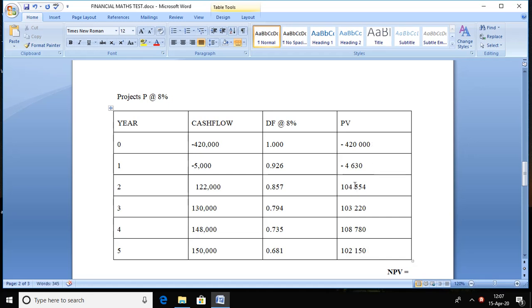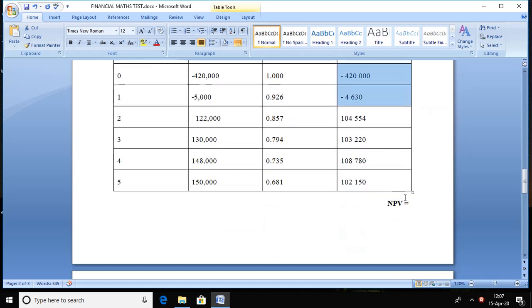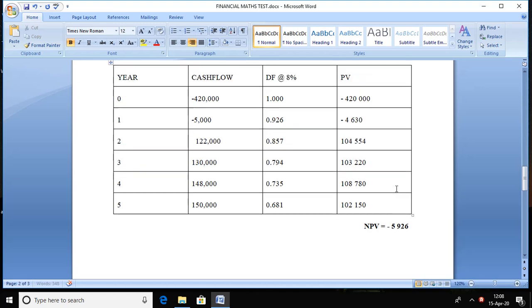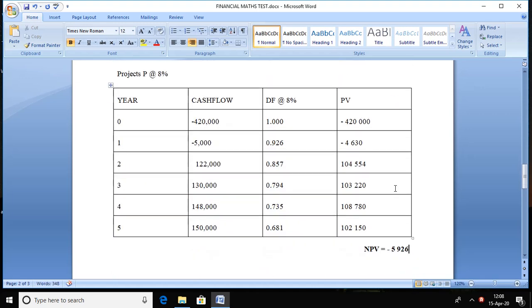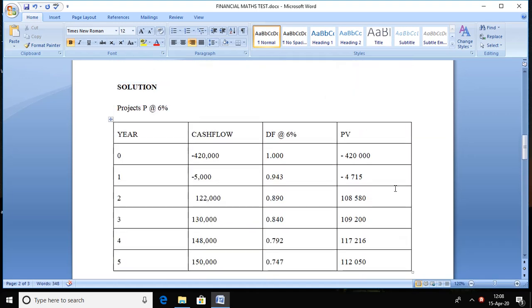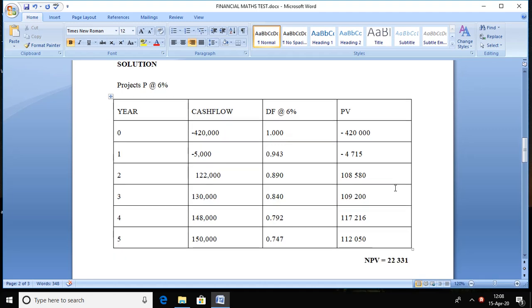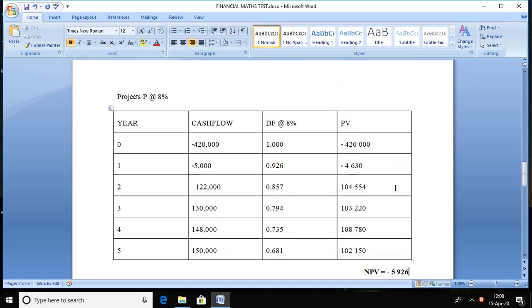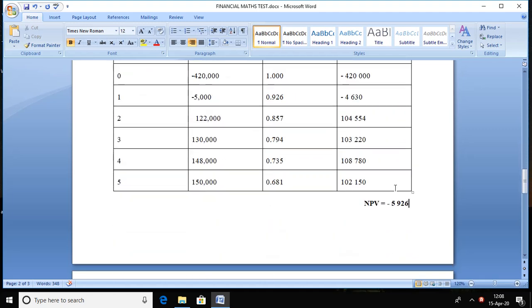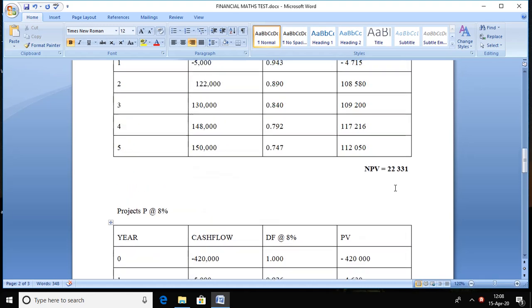So what will be the NPV? Add the positive values minus the negative values. Your net should be a negative 5,926. Negative 5,926. So that's the PV. So at 6%, project P is profitable. At 8%, project P is not profitable.